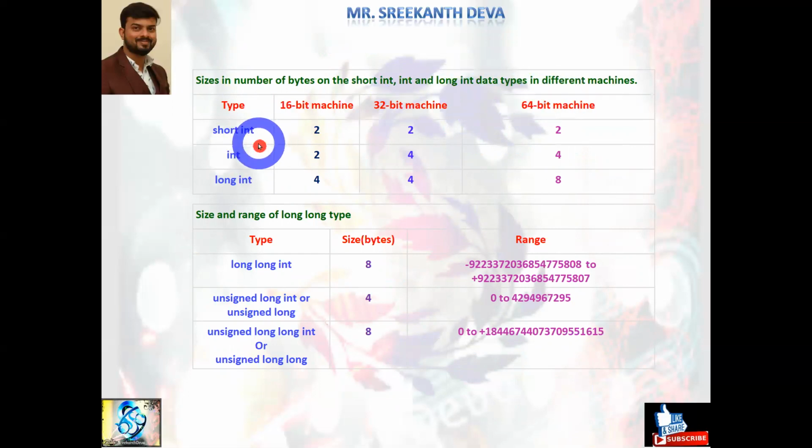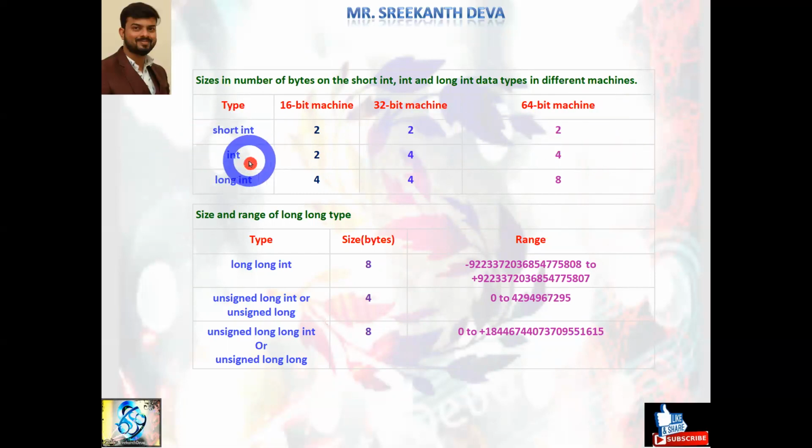Observe short int. In a 16-bit machine, it occupies 2 bytes of memory. In 32-bit machines, 2 bytes of memory. In 64-bit machines, it's going to allocate 2 bytes of memory for the short type. We can also call it short int. Short is a data type and a keyword. Short int or short represents the short type of data. It occupies 2 bytes of memory on all different bit machines, like 16-bit, 32-bit and 64-bit.